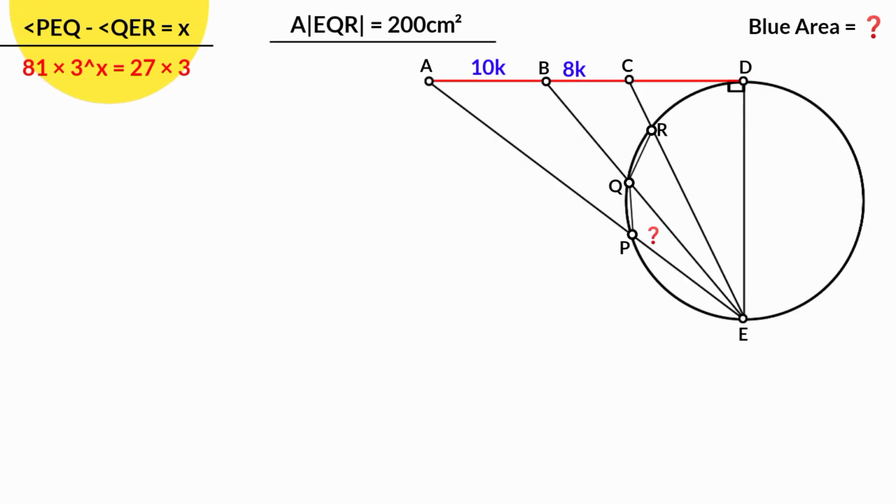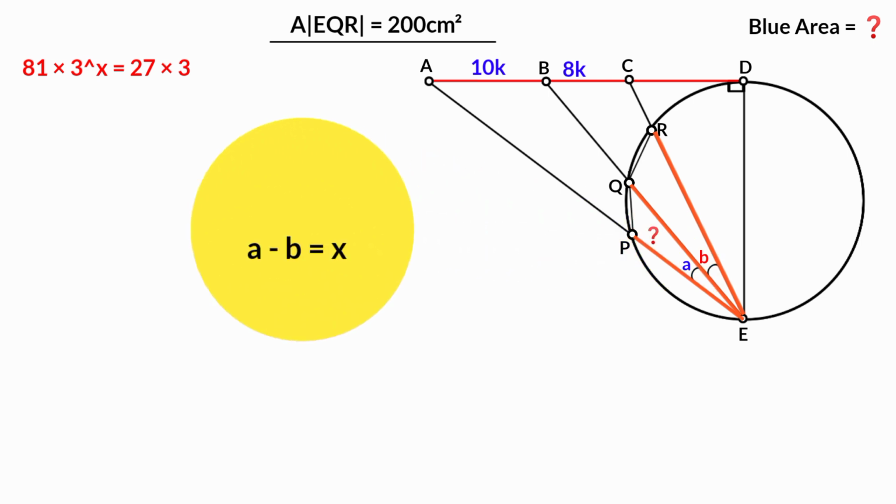Starting from this equation, it says angle PEQ minus angle QER equal to x. This is angle PEQ and this is angle QER. So this angle minus this angle is x. Let's assume the size of this angle to be A and this B. So A minus B equal to x. But what is x?